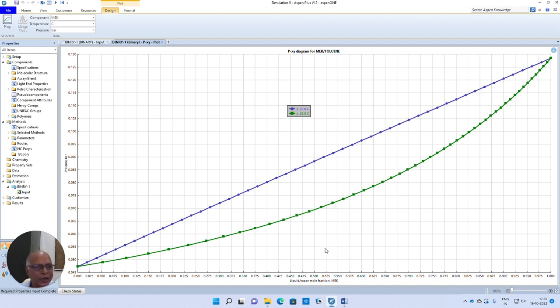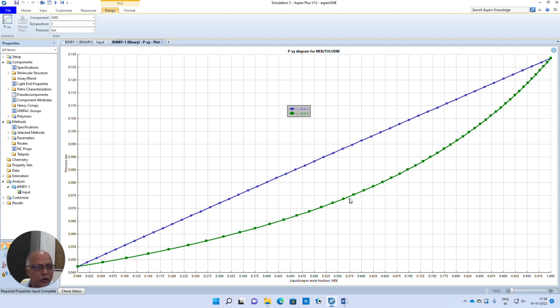What are you going to get from this Pxy diagram? Do you think MEK is more volatile? This is because x1 is equal to 1, mole fraction of MEK is 1. So this is going to indicate the MEK vapor pressure at 25 degrees centigrade, whereas this is going to indicate the vapor pressure of toluene at 25 degrees centigrade. So the vapor pressure of MEK being higher than the vapor pressure of toluene, this is considered to be more volatile. Now you can see the blue one is going to indicate P versus x.